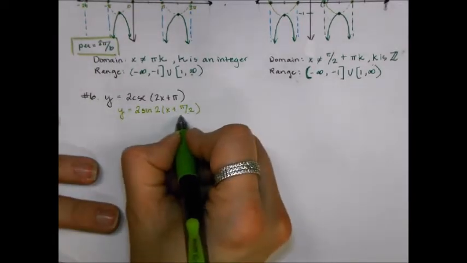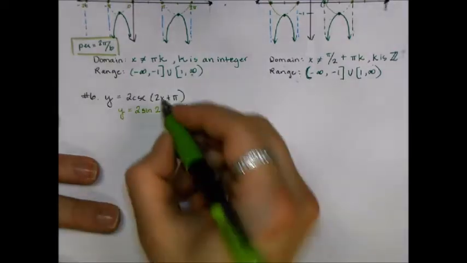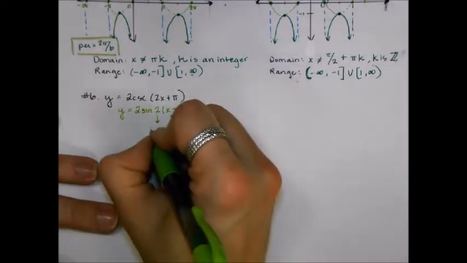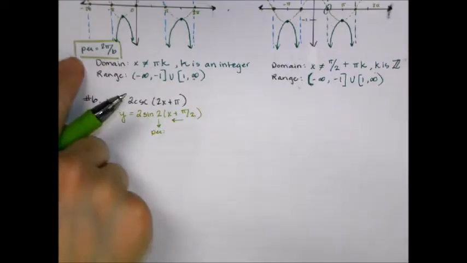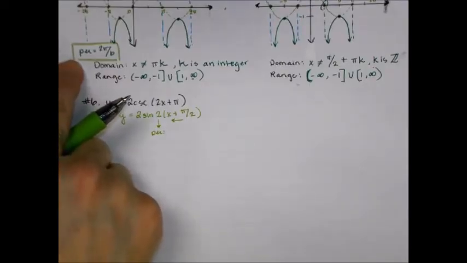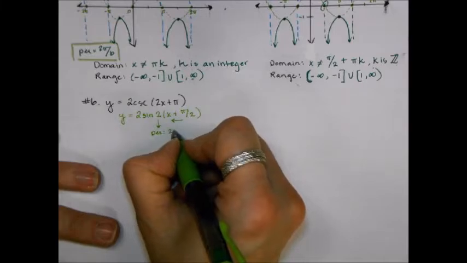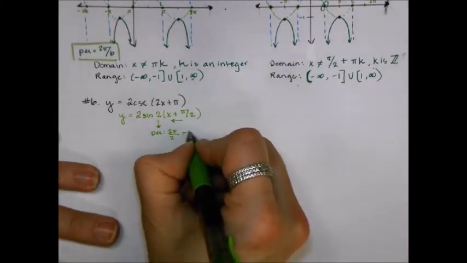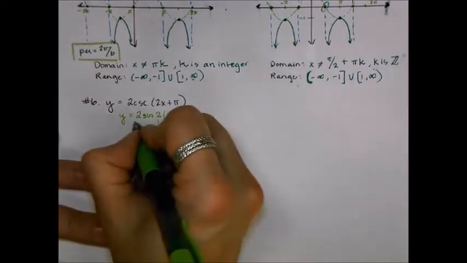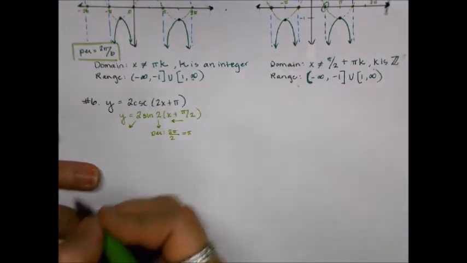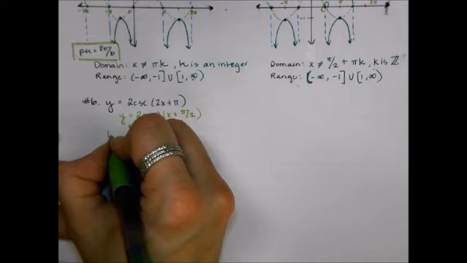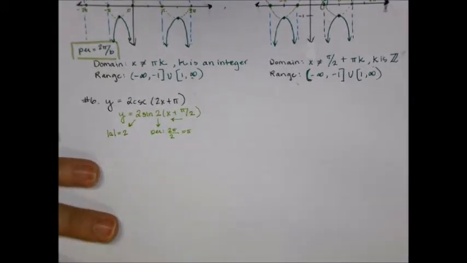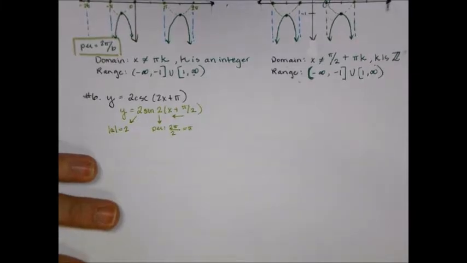This 2 is going to affect the period length. So the period length, 2 pi over b, 2 pi divided by this b value 2 is pi. And then a is 2, so my amplitude is 2. All right, so no vertical translation here on this graph.